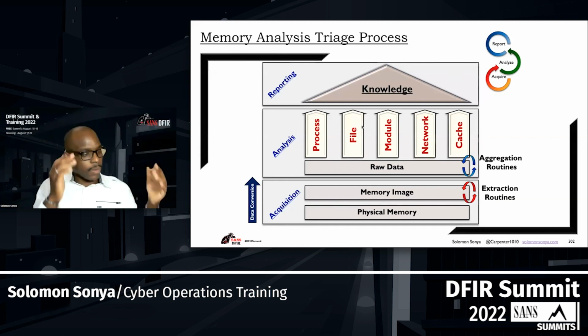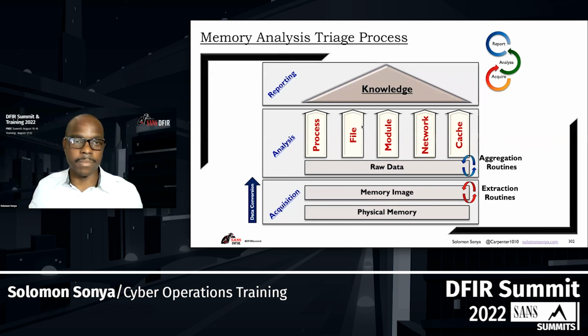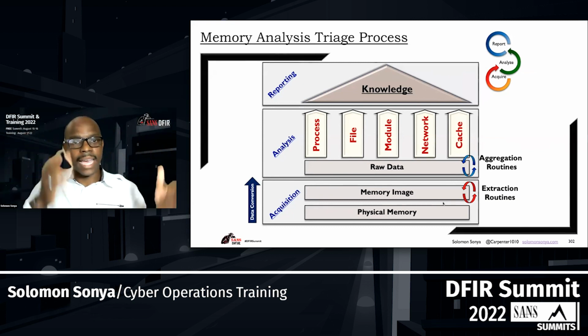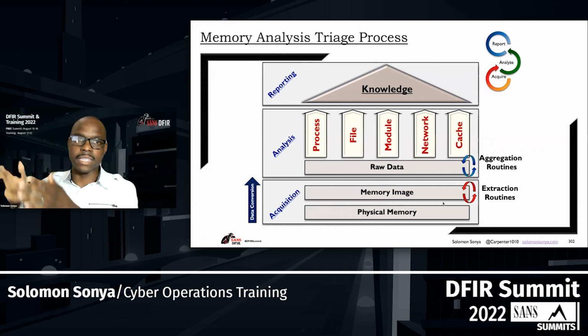I usually start from physical memory, or at least a memory image. This is part of our data acquisition process. As we go up our stack, the data conversion goes upwards. We start from the raw data, and then we utilize various aggregation routines and extraction routines in order to pick out various forms of data. And then I analyze those data into respective pillars.